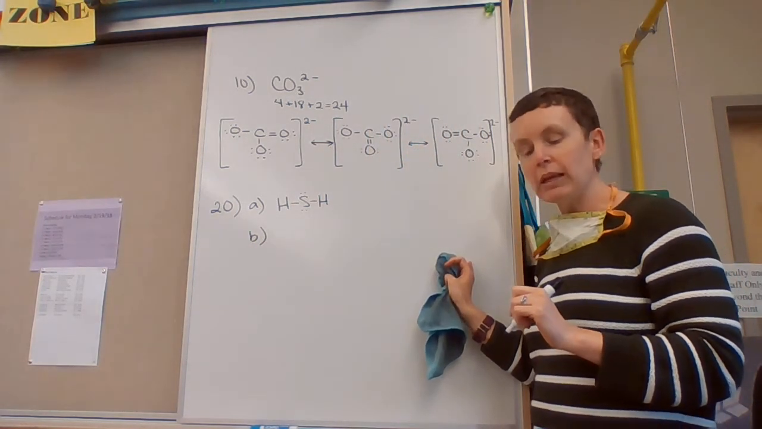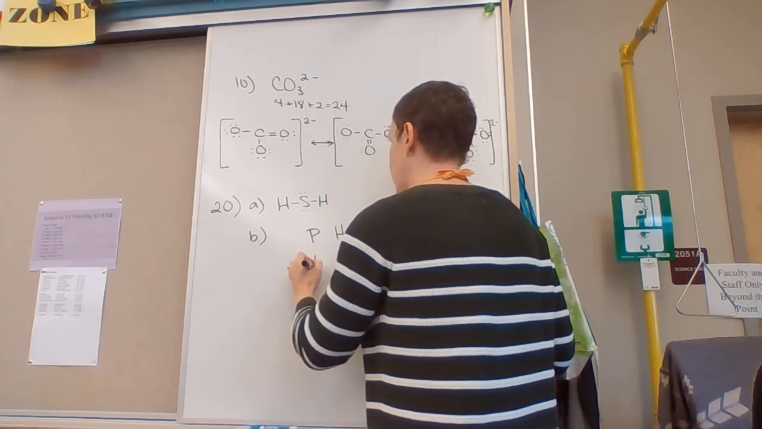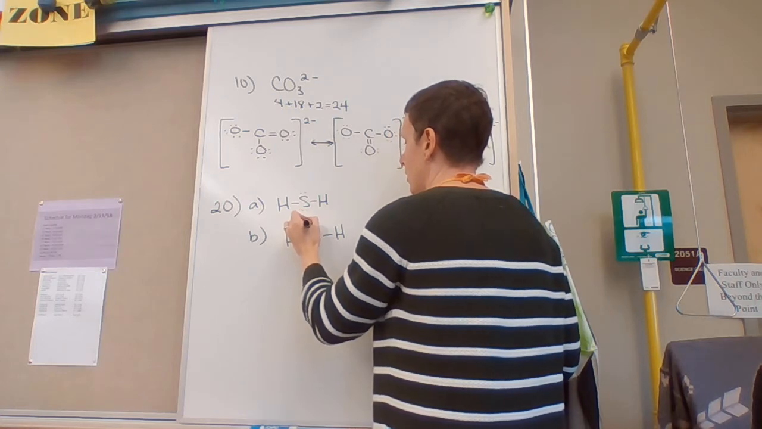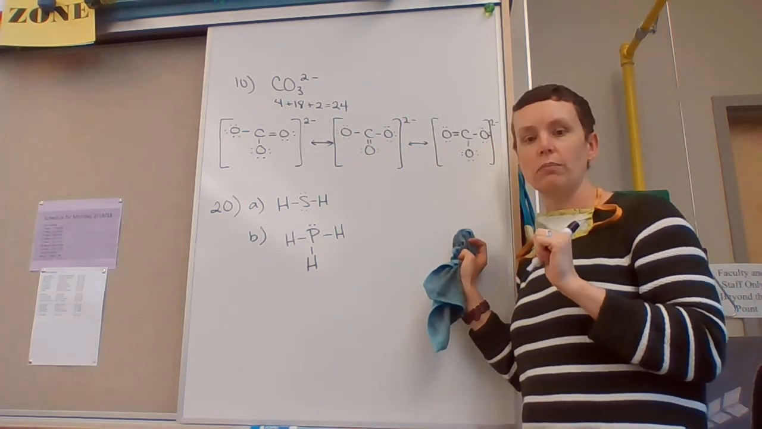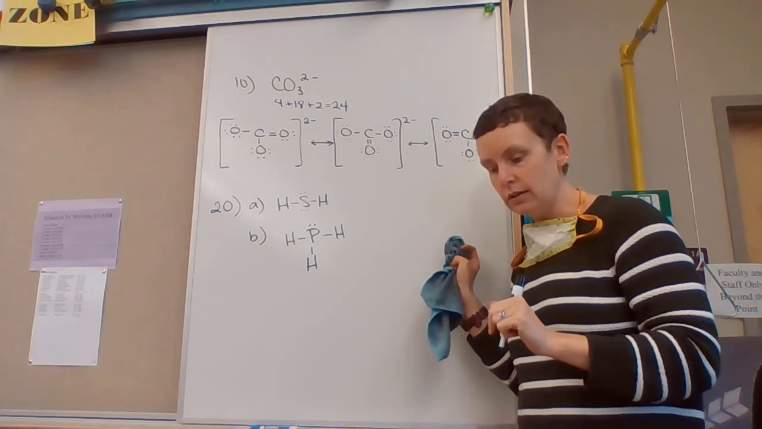For part B, we get PH3. Phosphorus is the neediest. Put 3 hydrogens around it. Again, it does not matter what side those are on. And then phosphorus has that lone pair on the top. And again, this one adds up to having 8 as well, so this structure is done.